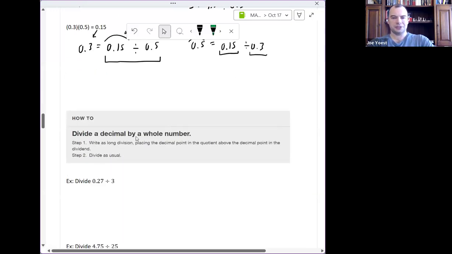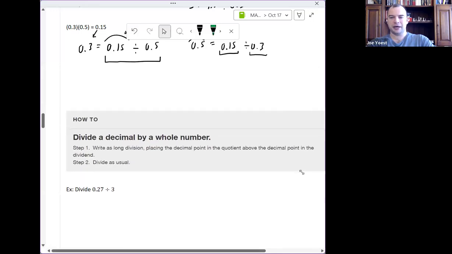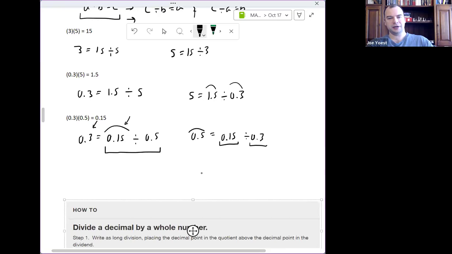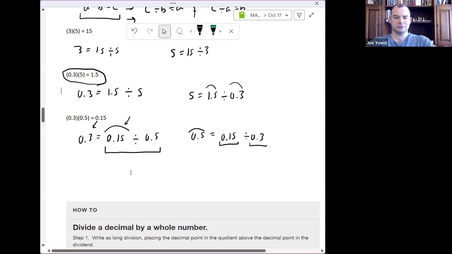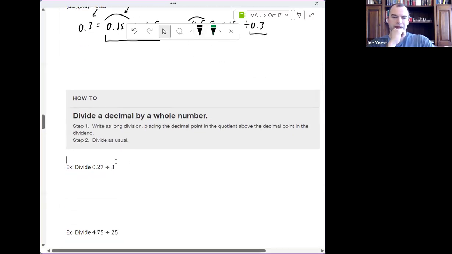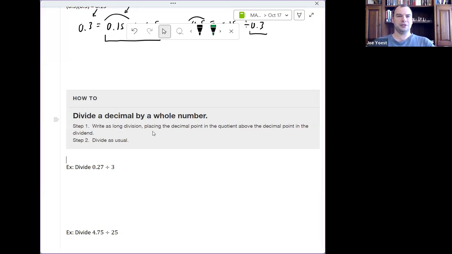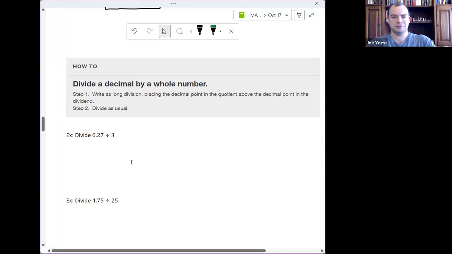Okay, so what do we do? What's our procedure for dividing a decimal by a whole number? We're going to start with this scenario, decimal divided by whole number, before we go to decimal divided by decimal. The first step is we write the problem out as a long division. And we just do our long division as usual. We just make sure that we're extra careful with placing the place values in the answer above the associated place value in the question. And then we place our decimal point where it needs to be.